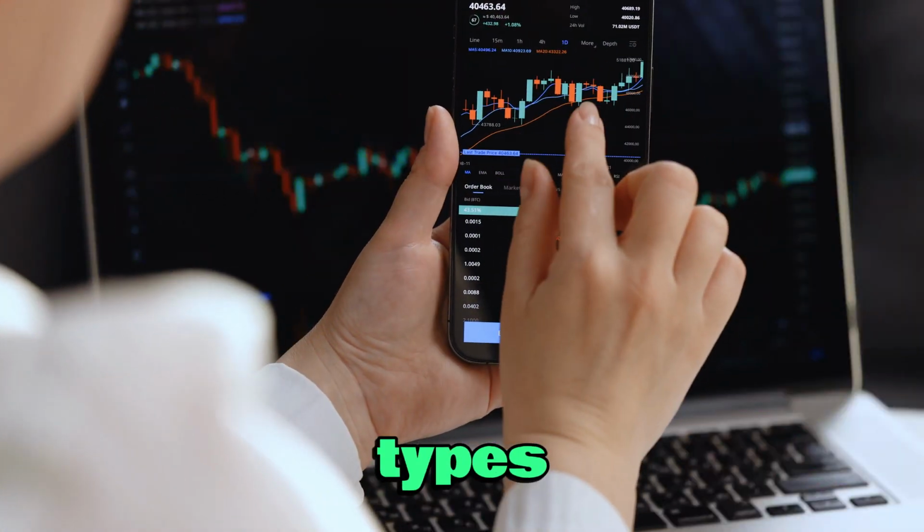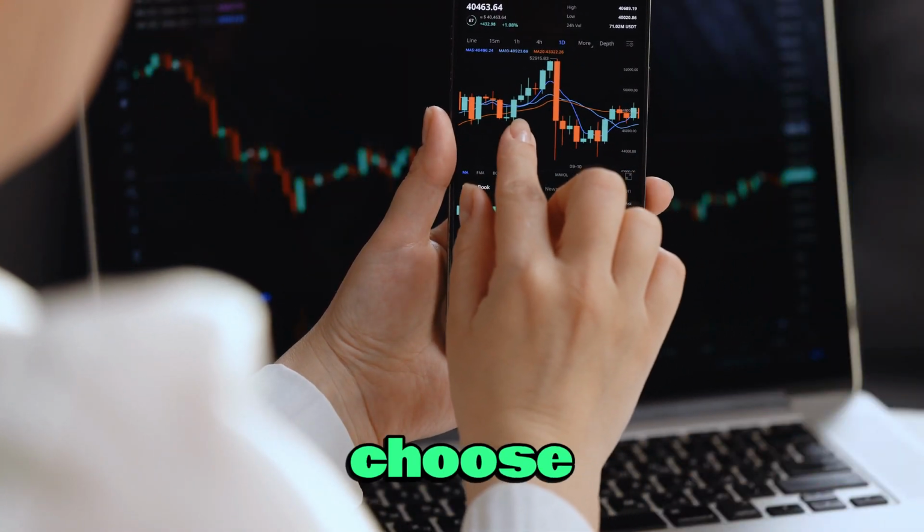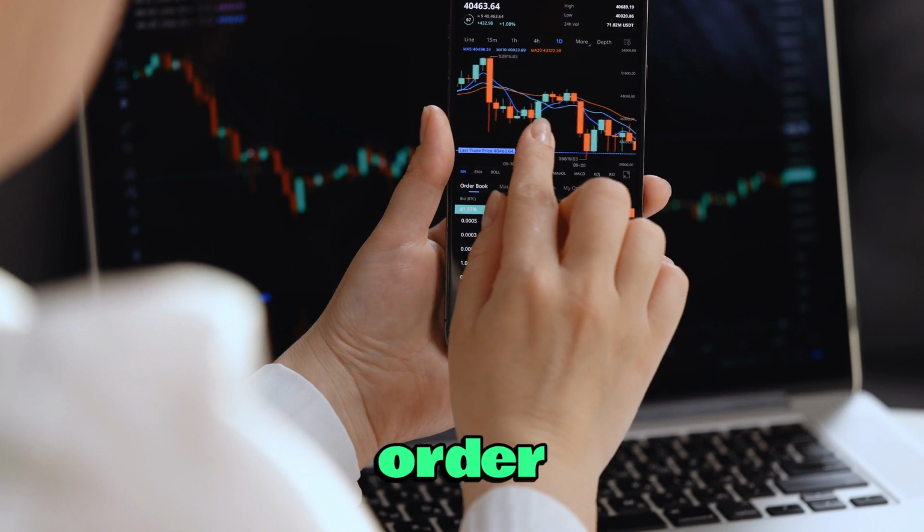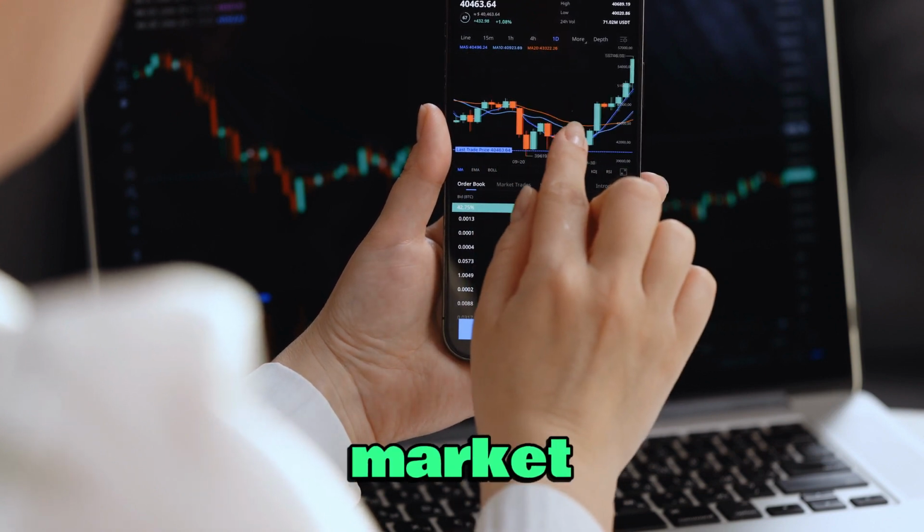Understanding order types. When placing a trade, you'll need to choose how you want to buy or sell. Market order: buy or sell instantly at the current market price.